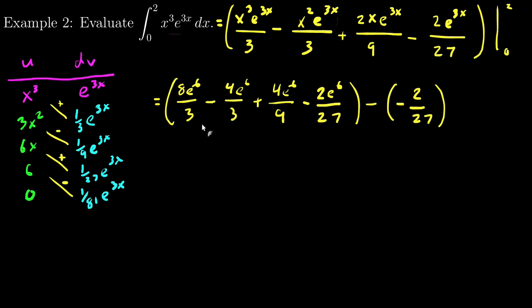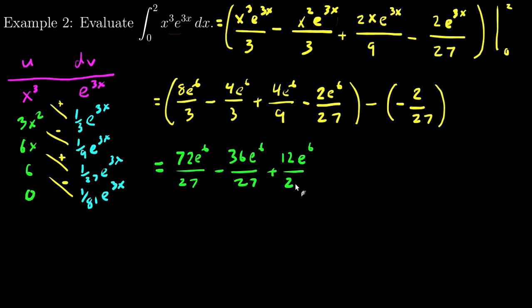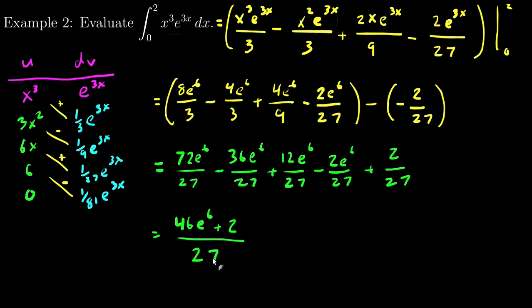And now I see across the board the least common denominator is 27. I could do some work here, but I'm going to just change everything to 27ths. So multiply this by 9 over 9, I get 72 e to the 6th over 27. Multiply this by 9 over 9, 36 e to the 6 over 27. Multiply this by 3 over 3, 12 e to the 6 over 27. This already is over 27, and this is already over 27. And so 72 minus 36 is 36, plus 12 is 48, minus 2 is 46. So I have 46 e to the 6th plus 2 all over 27.